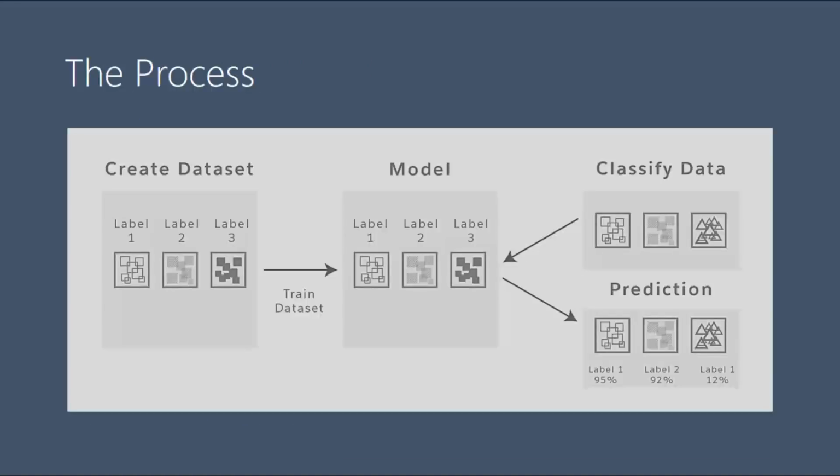Here's the process in a visual manner. You create the data set with the labels, you train the data set, and then you classify data. Again, very similar to what we've done in our earlier projects. This follows the same concept. And then once the data is classified, of course, based on your model, a prediction is provided.